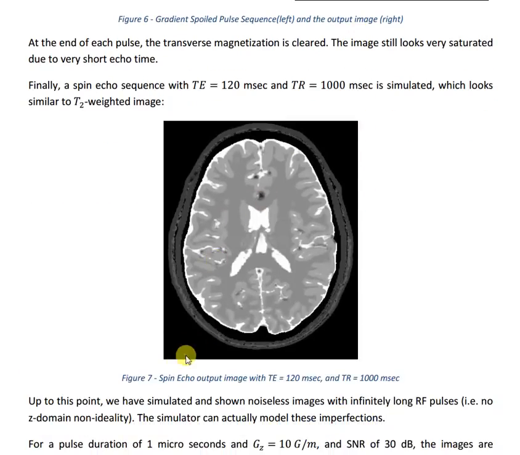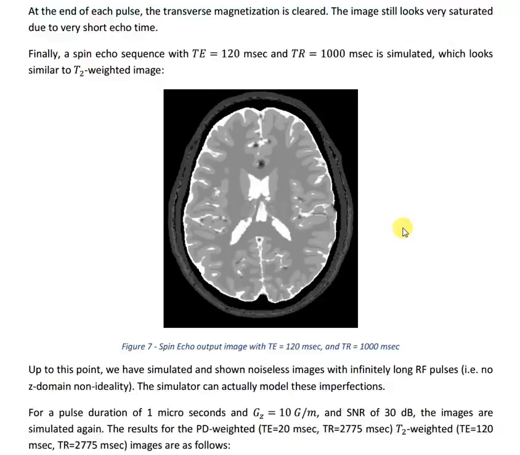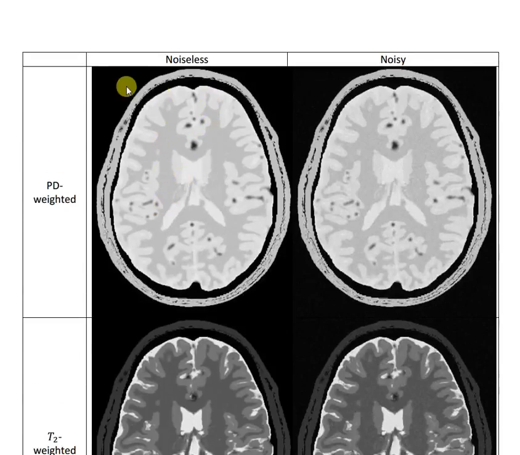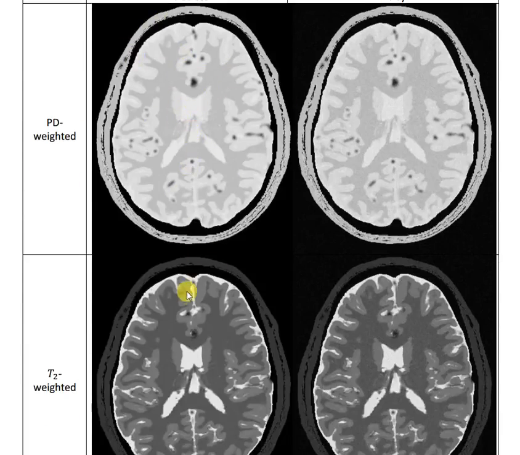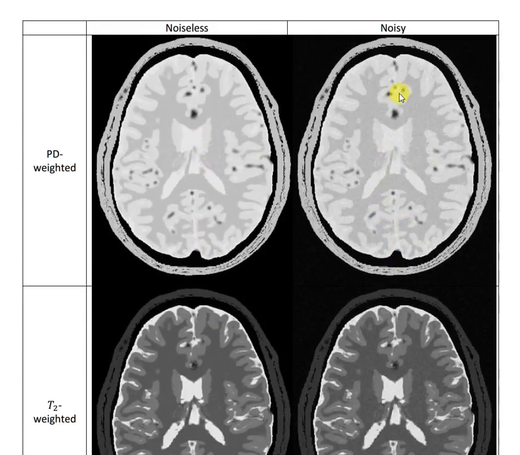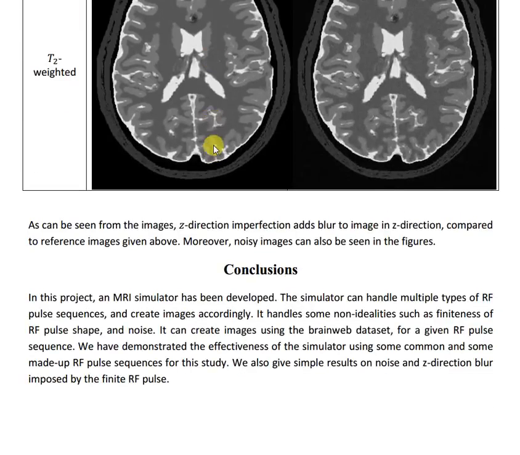Finally, this is a spin echo image with TE equals 120 milliseconds and TR equals 1000 milliseconds. Next, we simulate the noise and the effect of the finite duration of the RF pulse. For a finite duration RF pulse, there is a blur effect, as in the ones on the left, and when we also give the SNR, there is noise, as in the images on the right. The original images are clear, but this one is more blurred compared to those.